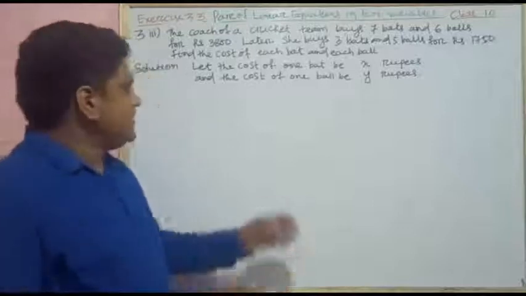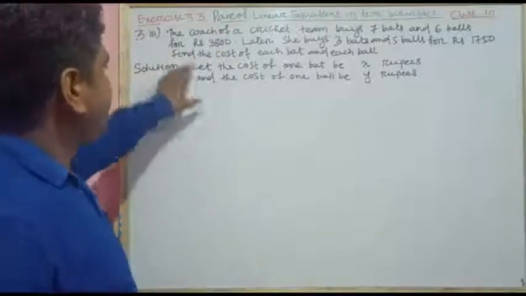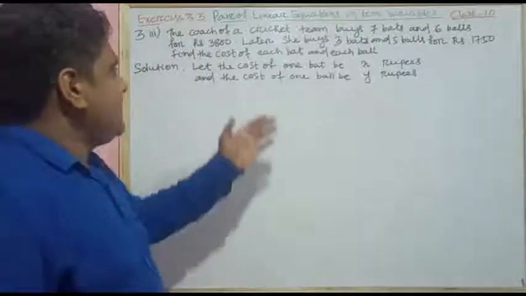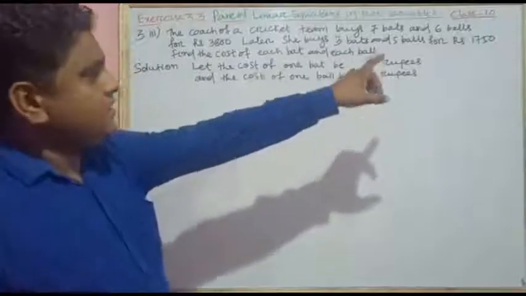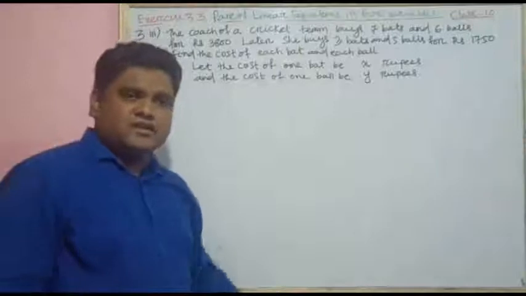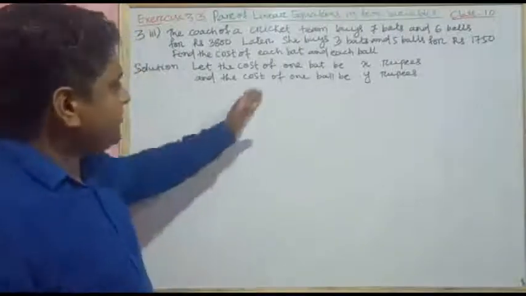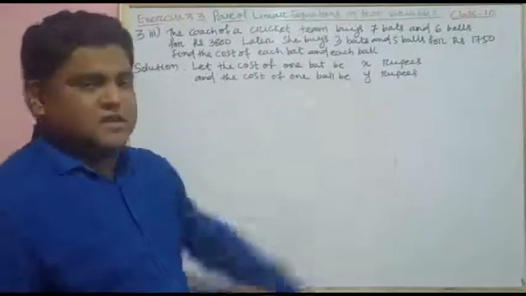Number 3, third bit is, the coach of a cricket team buys 7 bats and 6 balls for rupees 3,800. Later she buys 3 bats and 5 balls for 1,750 rupees. Find the cost of each bat and each ball. For this, we have to assume that let the price of one bat be x rupees and the cost of one ball be y rupees.